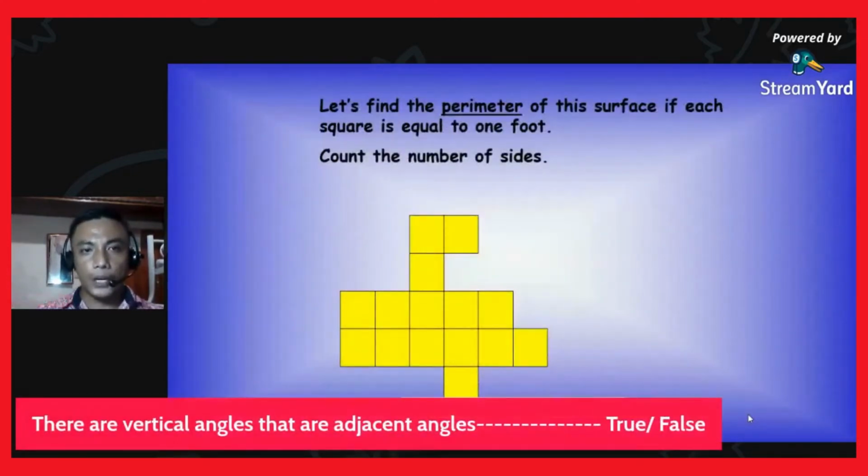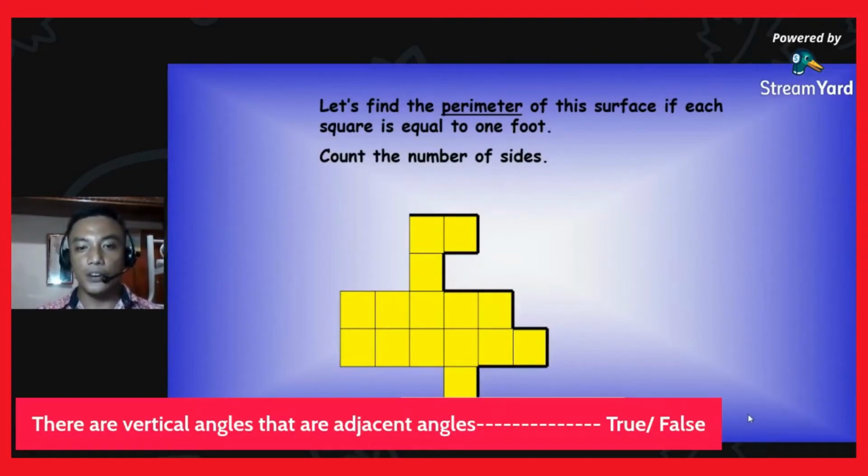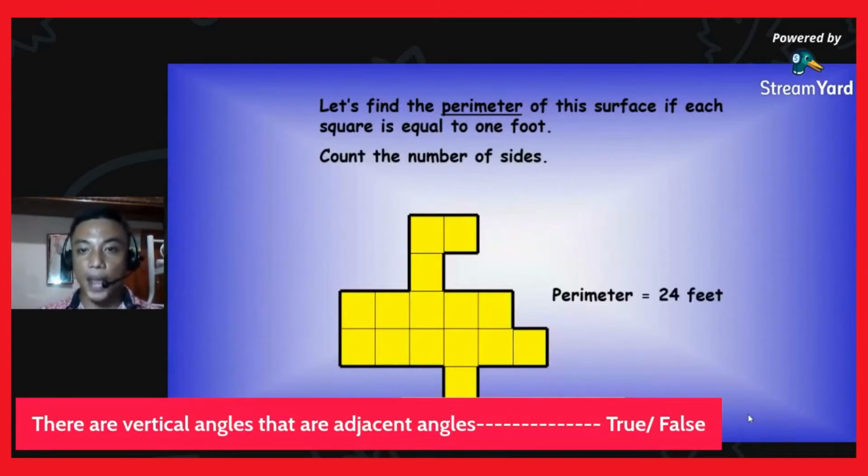We're going to find the perimeter of the surface if each square is equal to 1 foot. So we count the number of sides: 1, 2, 3, 4, 5, 6, 7, 8, 9, 10, 11, 12, 13, 14, 15, 16, 17, 18, 19, 20, 21, 22, 23, 24. So the perimeter of the figure is 24 feet.